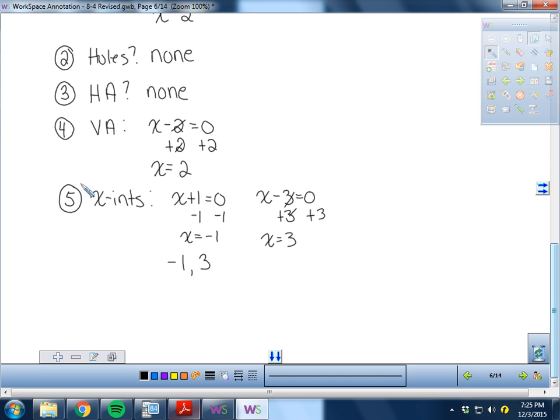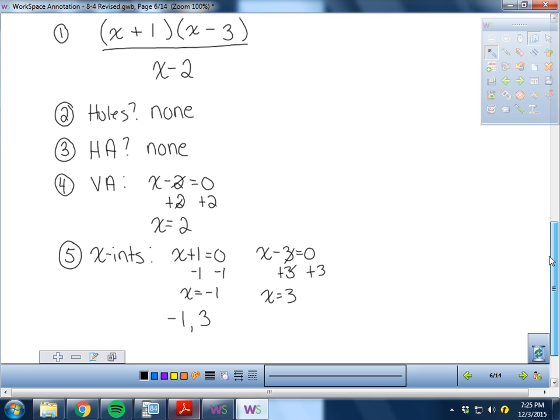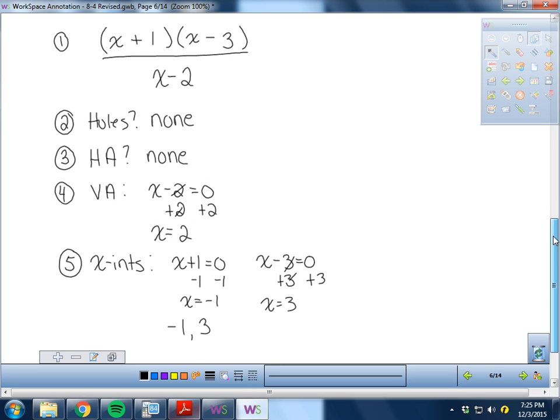X-intercepts, zeros, solutions, roots, all the same thing. This is where it crosses the x-axis. So now that I have all of that information, I am going to go up to my graph and I'm going to plot all that. So I don't have any holes. I don't have a horizontal asymptote, but I do have a vertical asymptote at x equals 2.